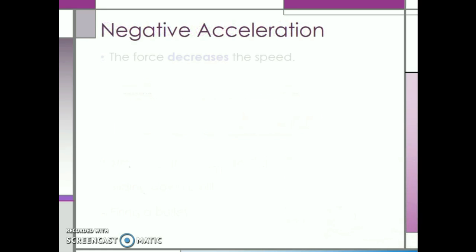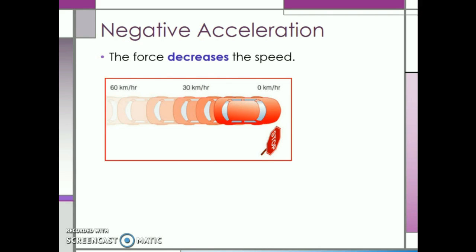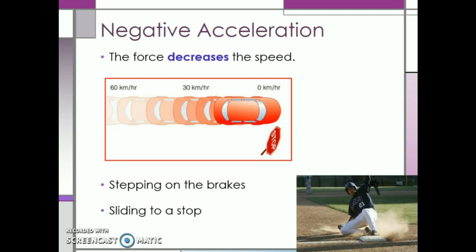A negative acceleration, or deceleration, is a situation where the force being applied decreases the speed. An example of this would be if you see a stop sign ahead, you step on the brakes and you slow down to a stop. Another example of a negative acceleration would be in baseball. The player is sliding to a stop, so the force of friction between their feet and the ground is causing them to stop.